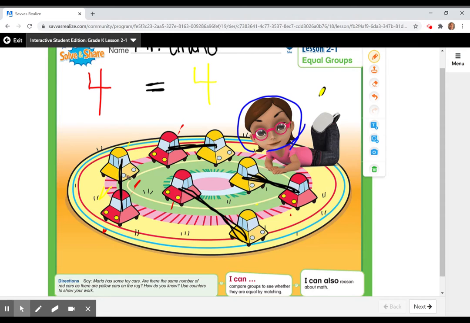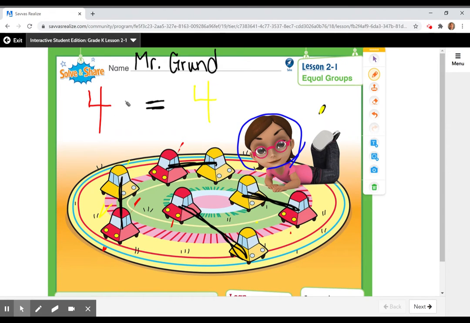So is each yellow car matched with a red car? Yeah, they're both in pairs, or they both have partners, right? Is there any cars that don't have a red partner or a yellow partner? No. So they're both equal. Good. So I'm just going to circle both. 4 equals 4. Very good.